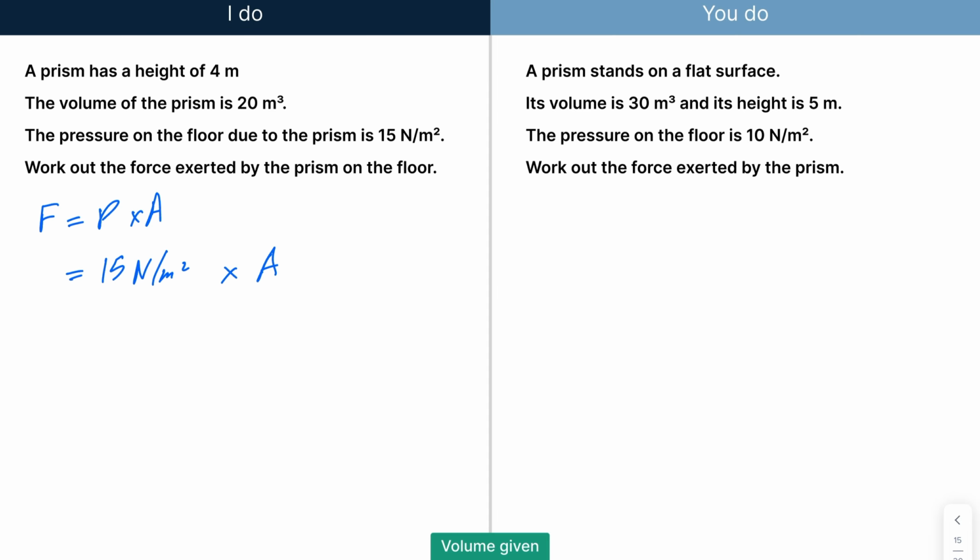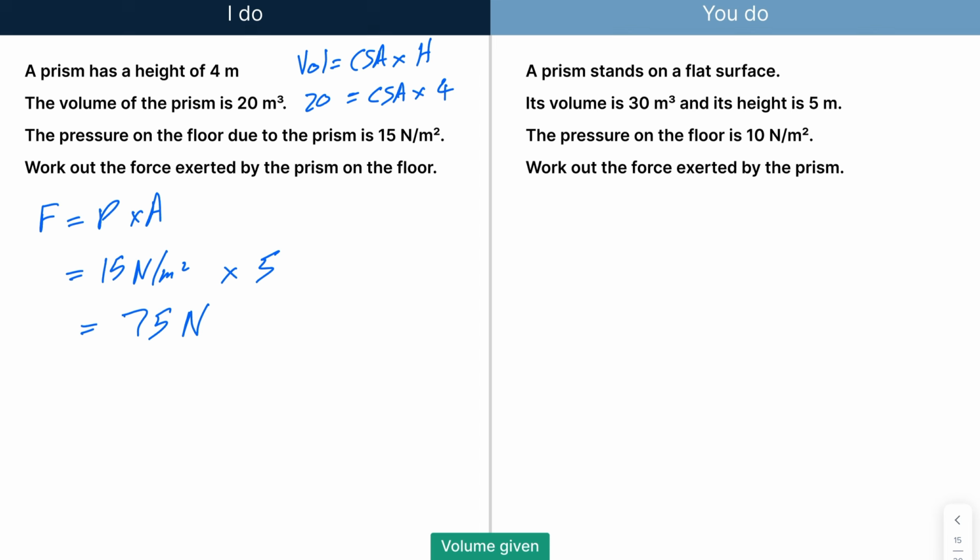So to work out the area, we know that the volume is the cross-section area times the height. Now we have the volume, which is 20. So we know 20 is equal to the cross-section area times 4. So we know that the cross-section area is going to be 5. So we can replace this for 5. So you just do the volume divided by the height, and you get that. And then you just do 15 times 5, and that gives you 75 newtons as a final answer.